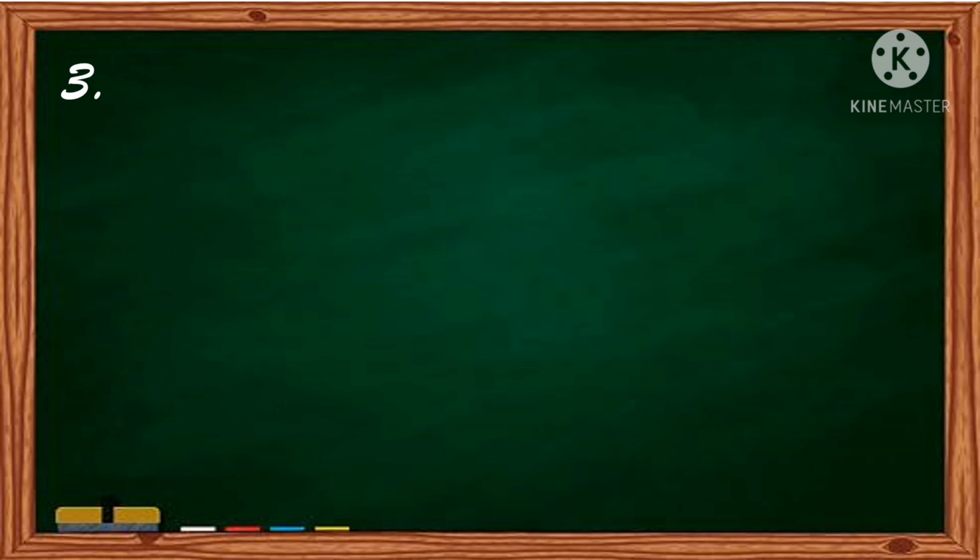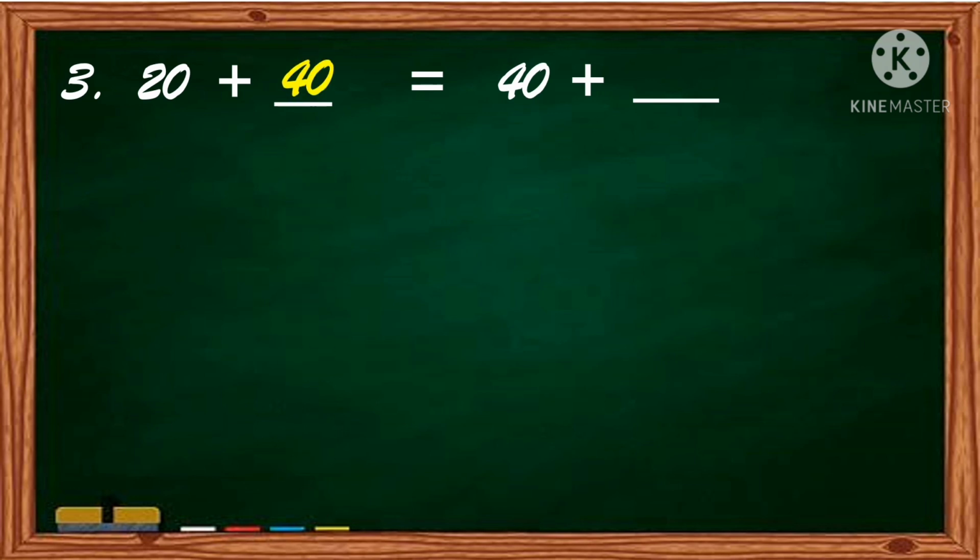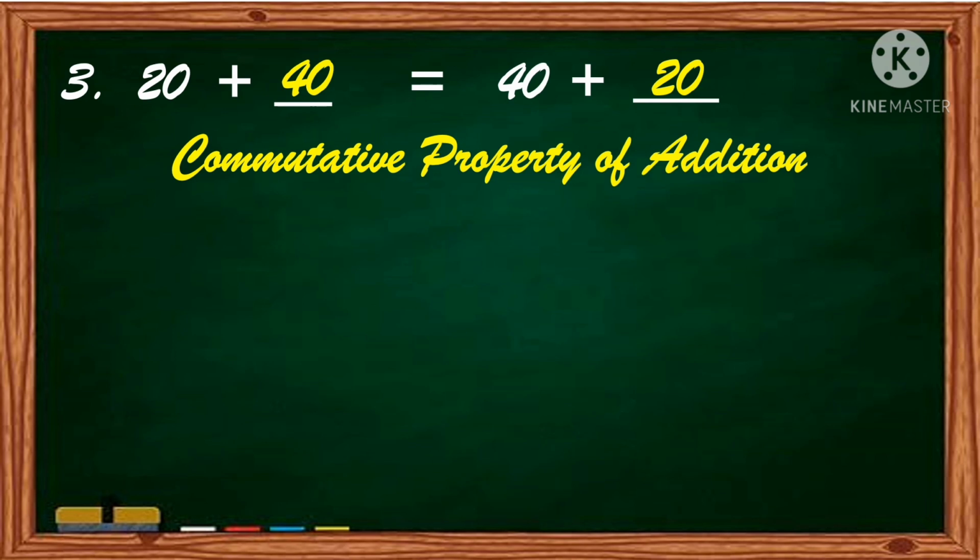Let's go to number 3. 20 plus blank equals 40 plus blank. What are the missing numbers? Okay, very good, kids. We have 40 and 20. And what property of operation? That is commutative property of addition.